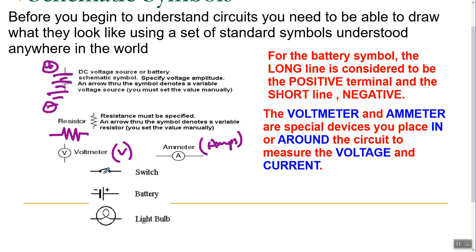Switches, you now understand how a switch works because the switch opens the circuit and causes it to be open. If you open the circuit, you can't allow electricity to flow through. And the light bulbs can look like this with a little loop, or sometimes denoted with just a circle with an X through it. Okay.